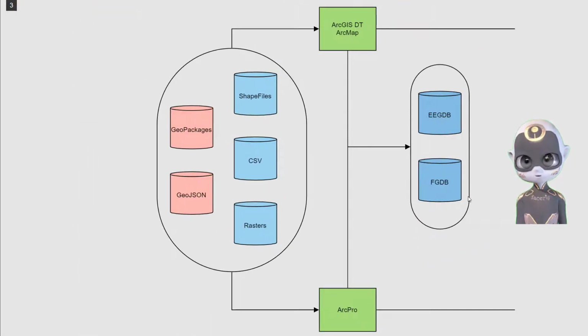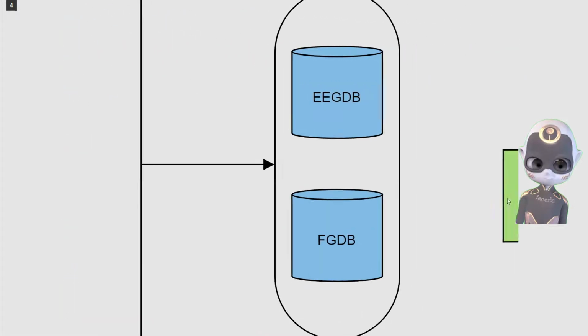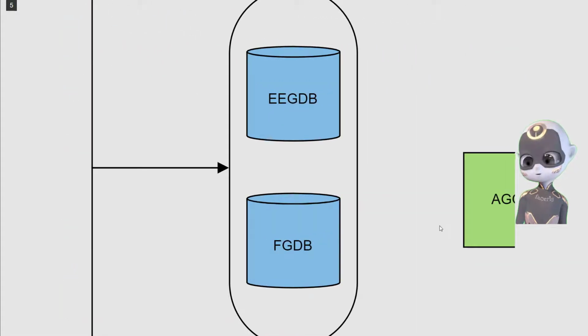So just to go over the process, we're working with data in ArcMap and ArcPro. As I said before, sometimes these are file-based systems like shapefiles, maybe it's CSV files, right? Maybe some GeoJSON or some other JSON format, rasters, geo packages. Or we could be working with file geodatabases or enterprise geodatabases. Slightly different structure, slightly different capabilities.